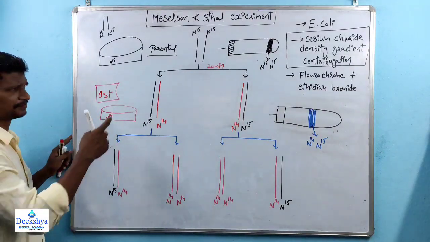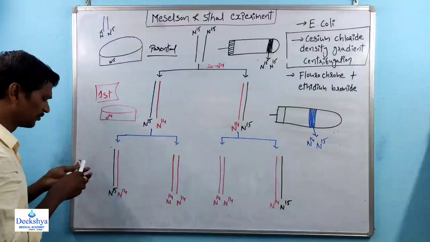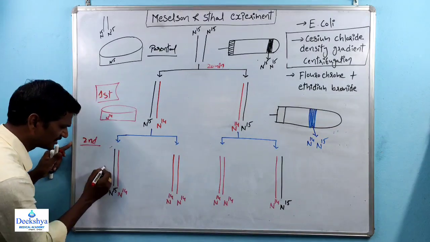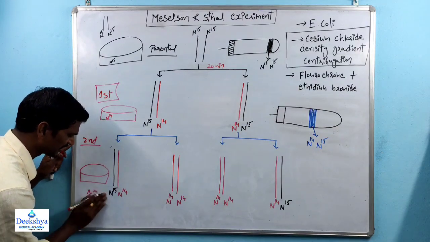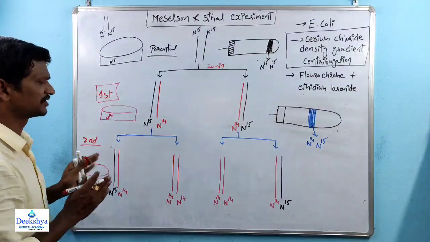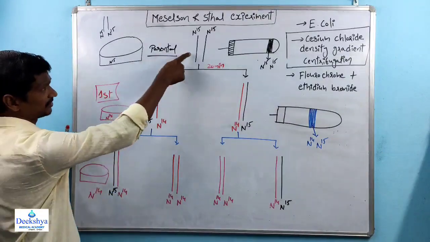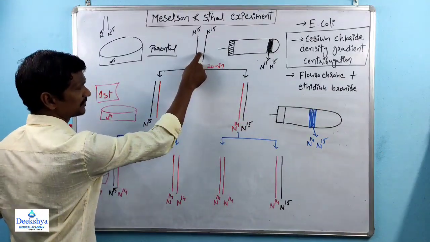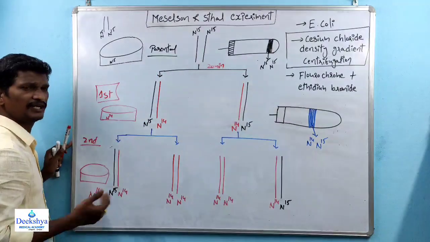Again, the same cells, one of the parent cells, and again the next generation is cultured in N14 media. This is the second generation. The second generation cells are also cultivated within the N14 media. So what happens here? Within this case, one parental cell has N15, N15. Only two strands are there, N15, because the very first cells are cultivated in N15. After that, all the remaining cells are cultivated within N14.